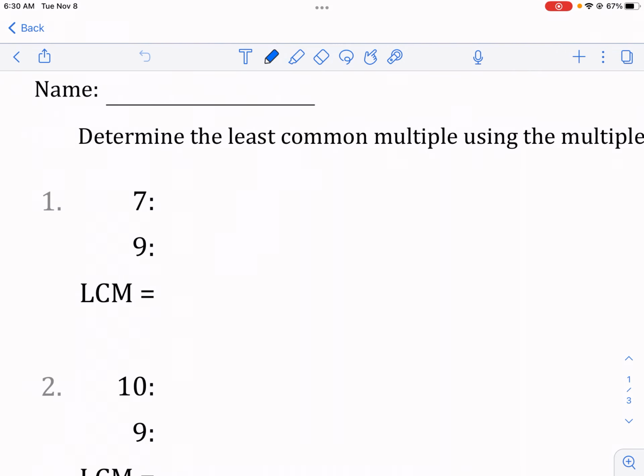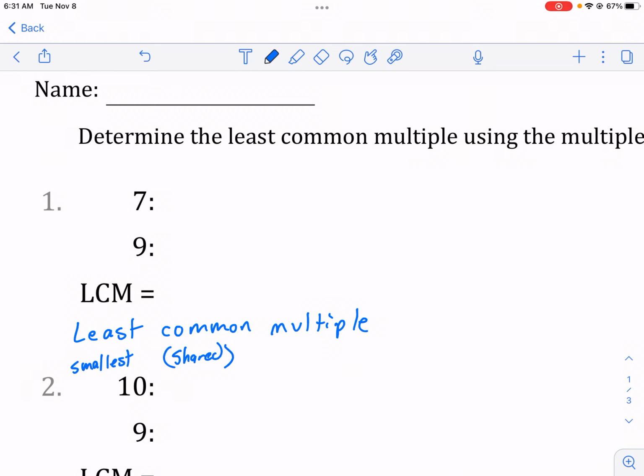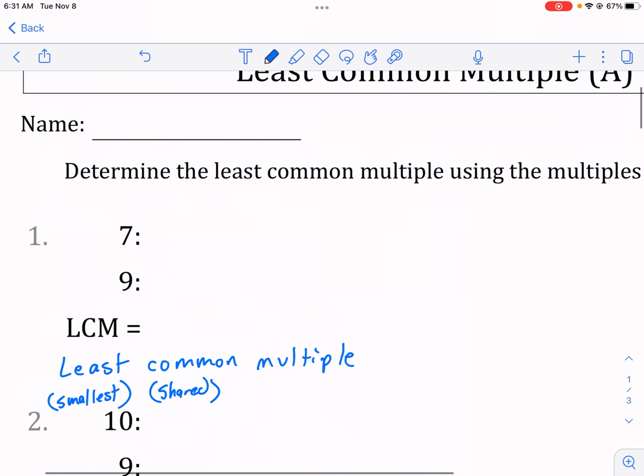But what is the LCM? The LCM is the least common multiple. In easier terms, these are tough math terms to conceptualize. The common means we're talking about a shared multiple, and the least just means the smallest. So what are we talking about with multiples? Multiples are essentially skip counting.